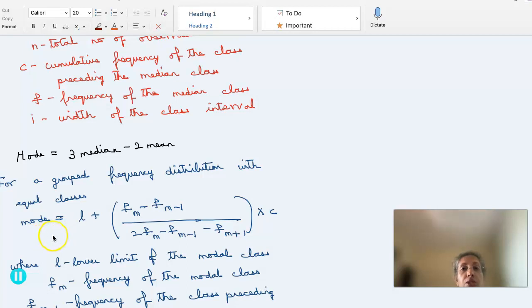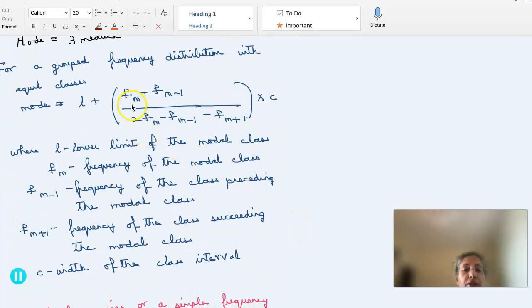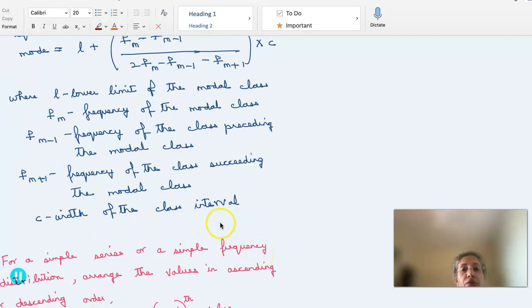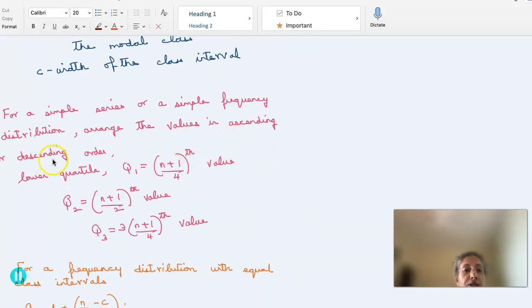What happens when the frequency distribution has equal classes? We use this formula: mode equals L plus (Fm minus Fm-1) by (2Fm minus Fm-1 minus Fm+1) into C, where L is the lower limit of the modal class, Fm is the frequency of the modal class, Fm-1 is the frequency of the class preceding the modal class, Fm+1 is the frequency of the class succeeding the modal class, and C is the width of the class interval. Now for a simple series or a simple frequency distribution, we arrange the values in ascending or descending order.